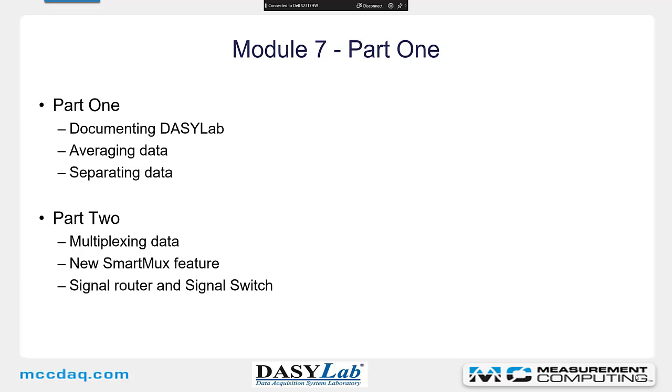Module 7 will be split into 2 parts to be able to keep each video under or about an hour. Part 1 will talk about documenting DASYLab, averaging data, and separating data. Part 2 will talk about multiplexing data, the new SmartMux feature, and the signal router and signal switch modules.